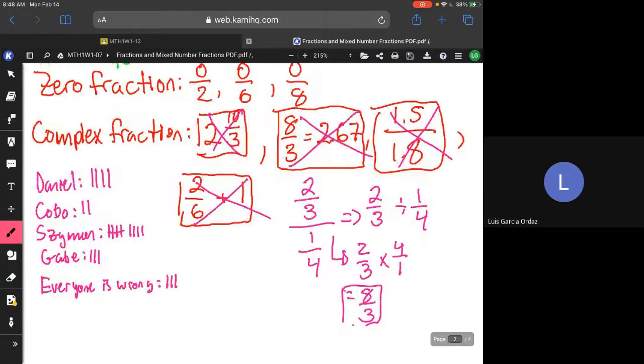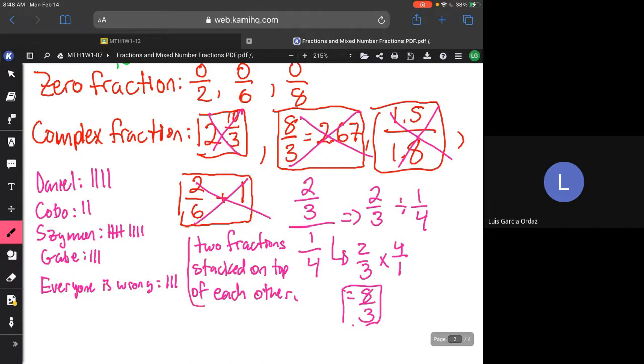So remember, a complex fraction is two fractions stacked on top of each other. So this is a lot of information, so I'm going to give you guys a couple of minutes to copy this down.